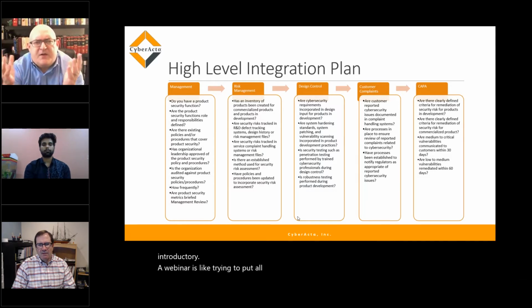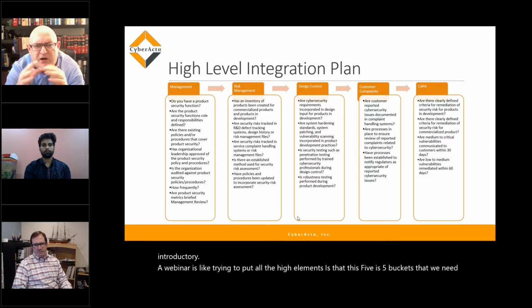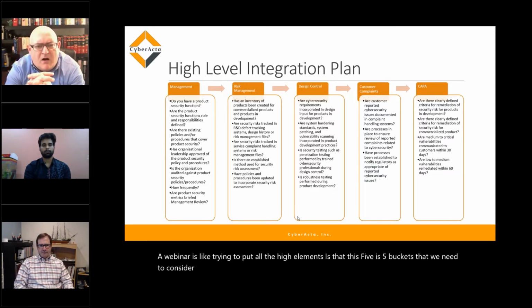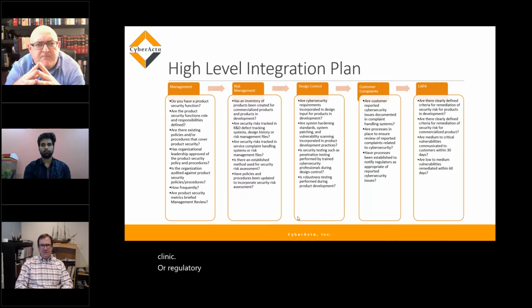Is that there's five buckets that we need to consider, and really what we're trying to guide our folks, and really just it's being a reflection of what the customers are expecting, whether it's going to be a hospital or a clinic or a regulatory agency, is those questions that, again, I try to distill to a single slide, and I do apologize if it wasn't visible before.